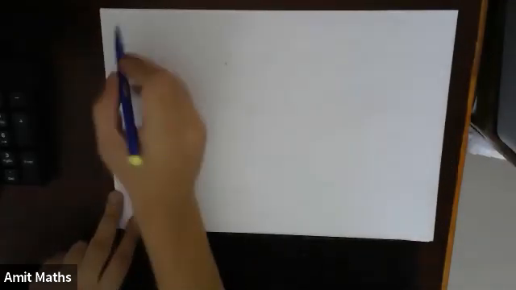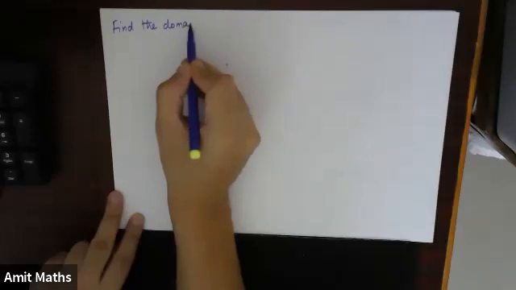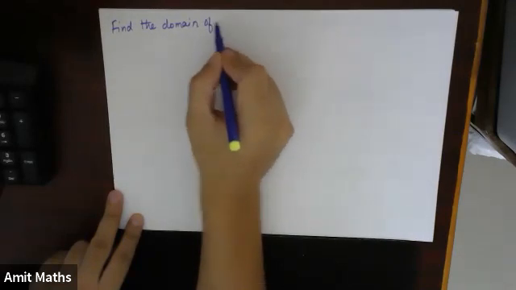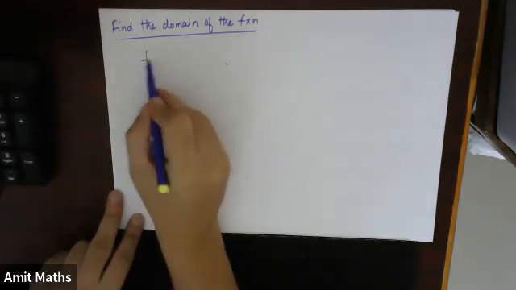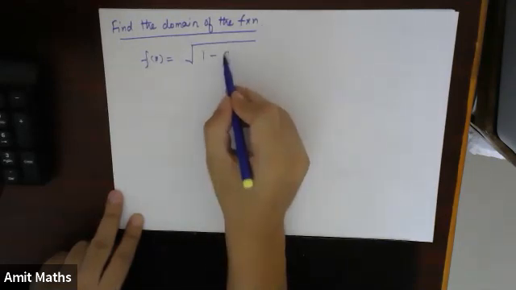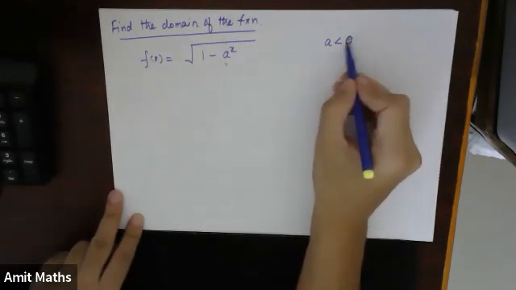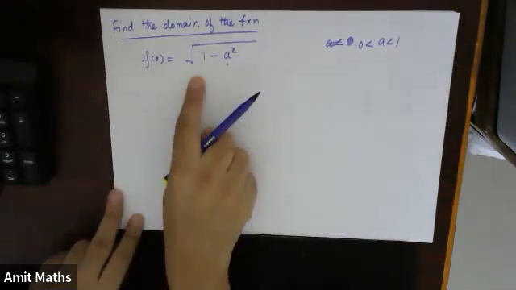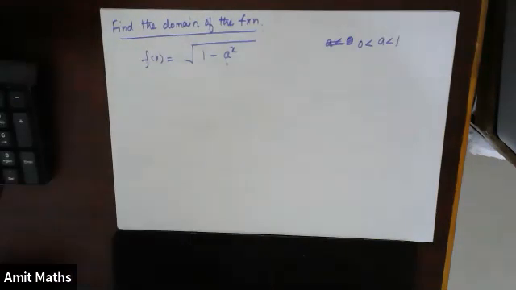You have to find the domain of the function given as f(x) = under the root of (1 - a^x), where a is less than 1 and greater than 0. You have to find the domain of this function, the square root of 1 minus a^x, when a is less than 1 and greater than 0. Let's see if you can find it out.